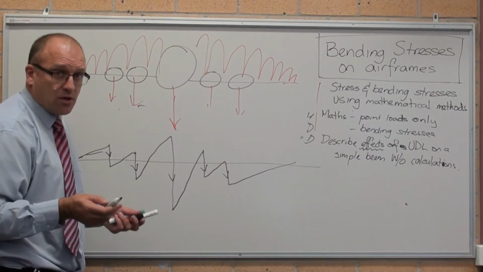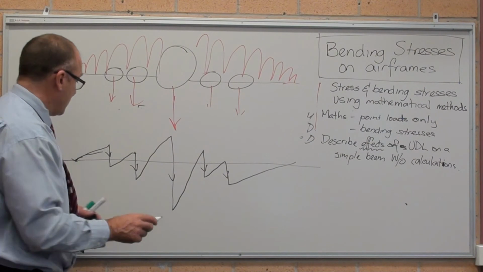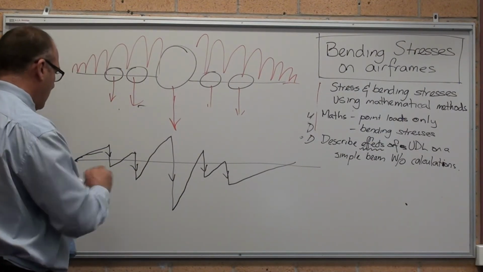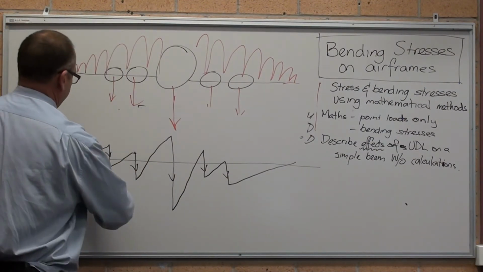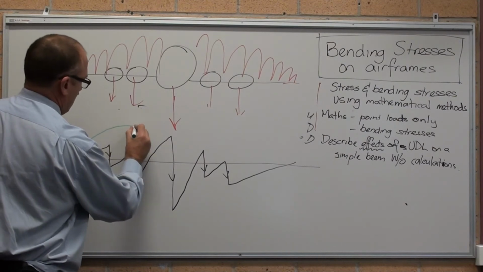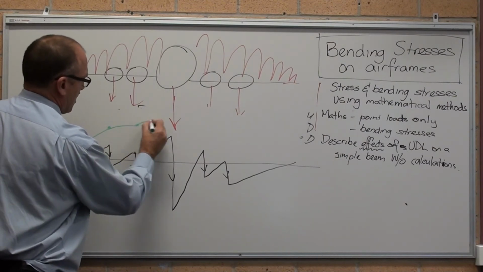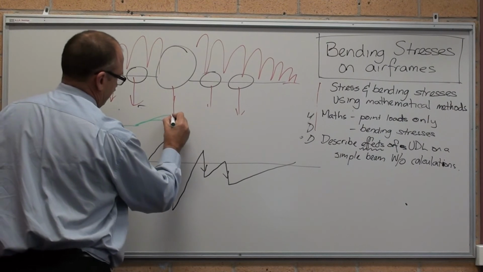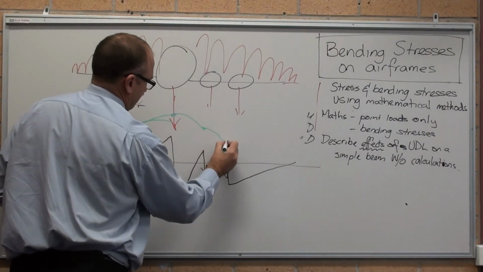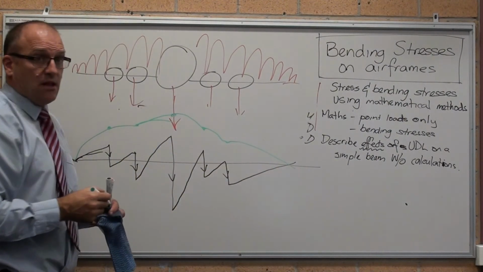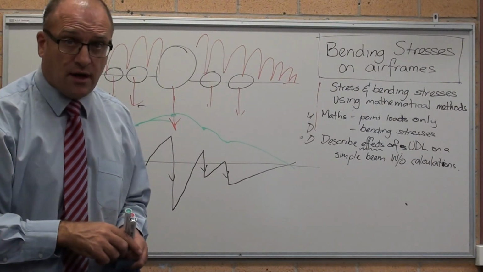And the bending moment diagram is well and truly above the syllabus. I've just drawn in green over the top. Every time you hit one of those, there's a change in slope. It looks something like that, but it's well and truly above the syllabus.